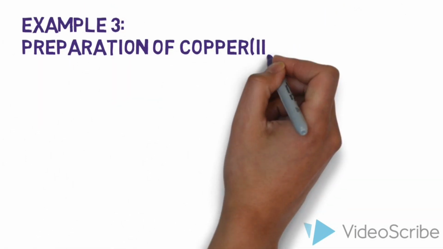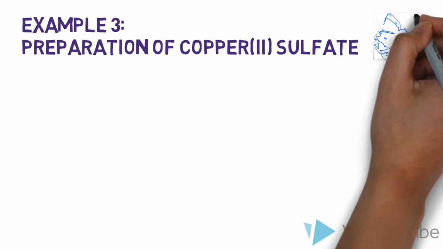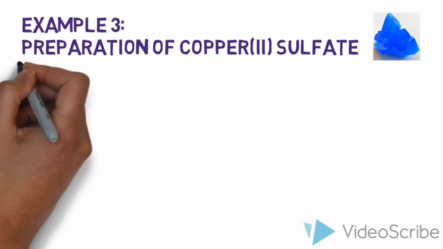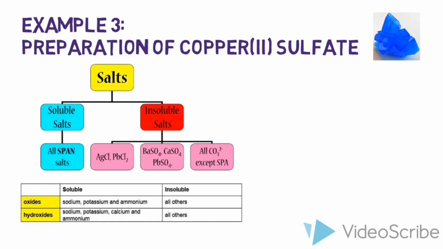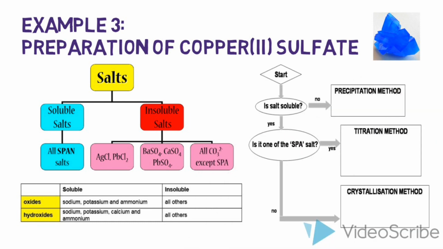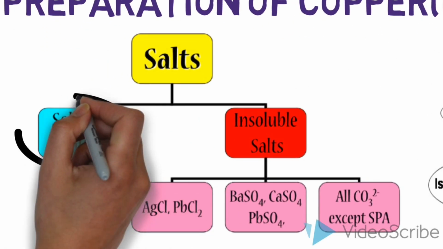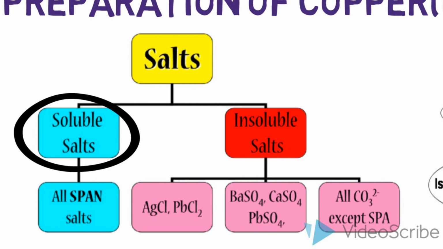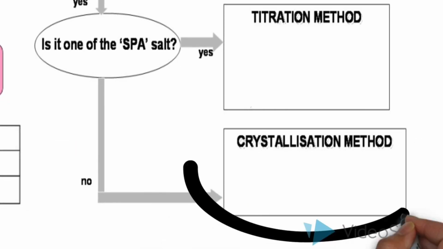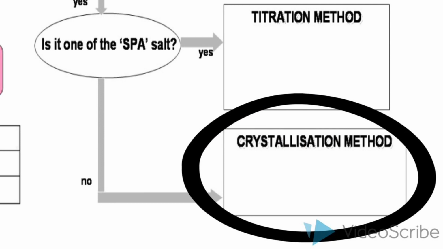In the last example, we'll be talking about the preparation of copper(II) sulfate salt. And once again, you have your solubility table as well as the flowchart to guide you. First, find out the solubility of this salt. You'll notice that there are only 3 sulfate salts that are insoluble, and hence copper(II) sulfate actually falls under the category of soluble salts. And since it is not a sodium salt, we have to use the method of crystallization.